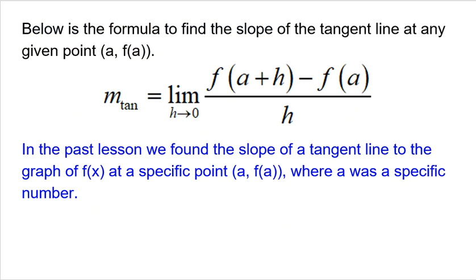So below is the formula to find the slope of a tangent line at any given point a, f of a on a function. So remember, this is actually quite simple, right? We have a function, and we have a point on that function, and we want to find the slope of the tangent line at that point. This is the instantaneous rate of change. So we learned to find that slope. You may argue with me, it's not simple, but we have this formula to find the slope of that line.